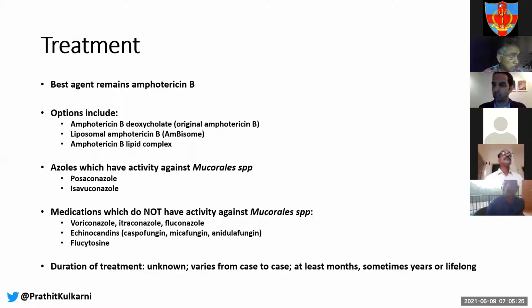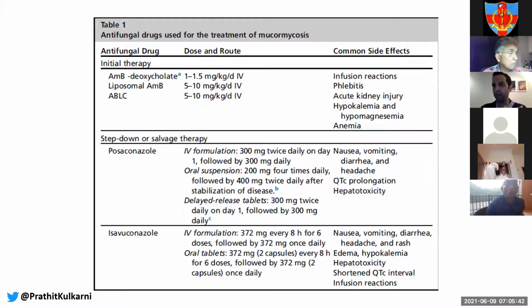And the duration of treatment, meaning how long the patient should be treated, is unknown. It varies from case to case, at least several months, sometimes for years, and sometimes for the rest of the patient's life, they have to take something for mucor. I'm not going to read all this. This is for your reference. It's a dosing chart for all formulations of amphotericin and posaconazole and isavuconazole. As I said, I will share these slides, but this is a dosing regimen for the effective antifungals.